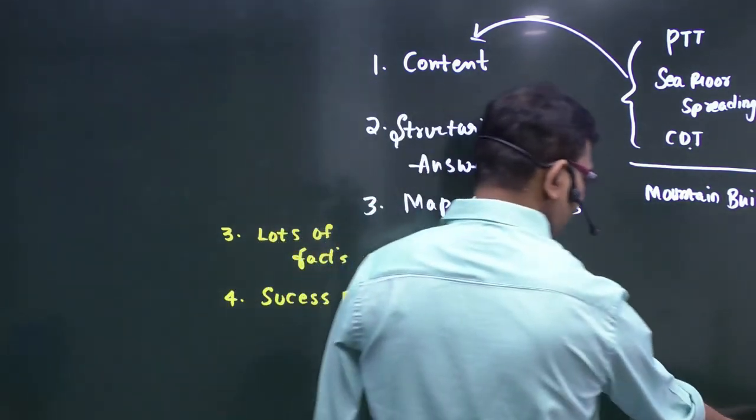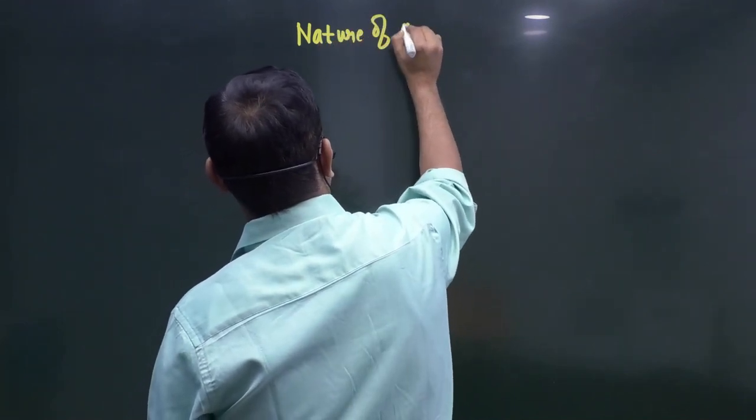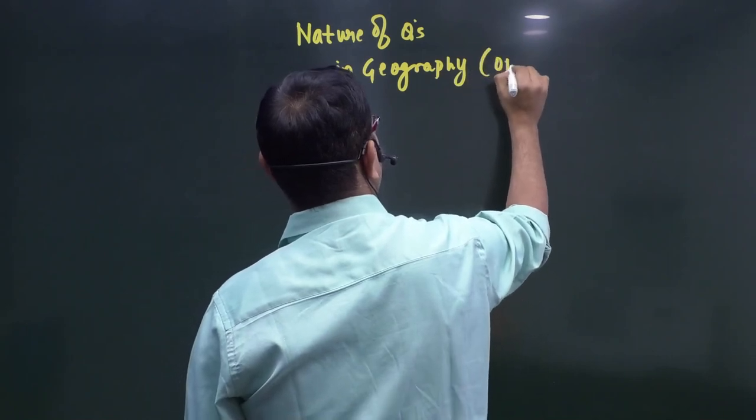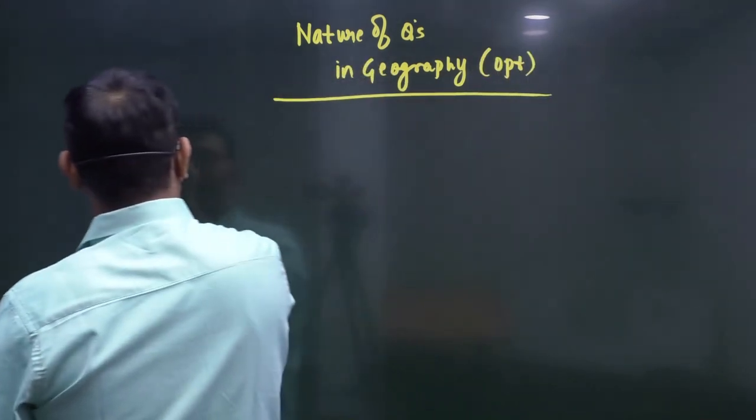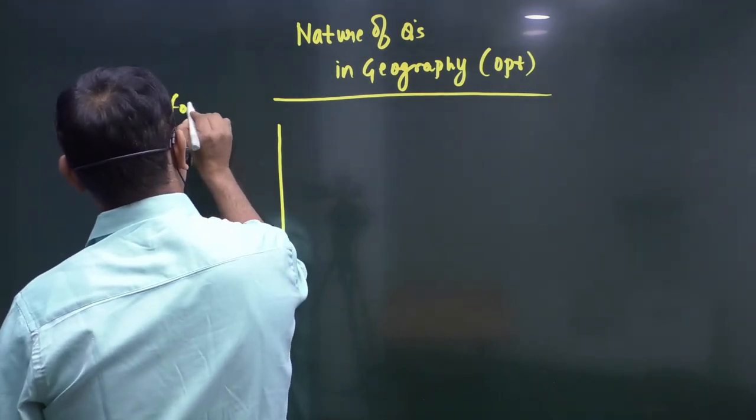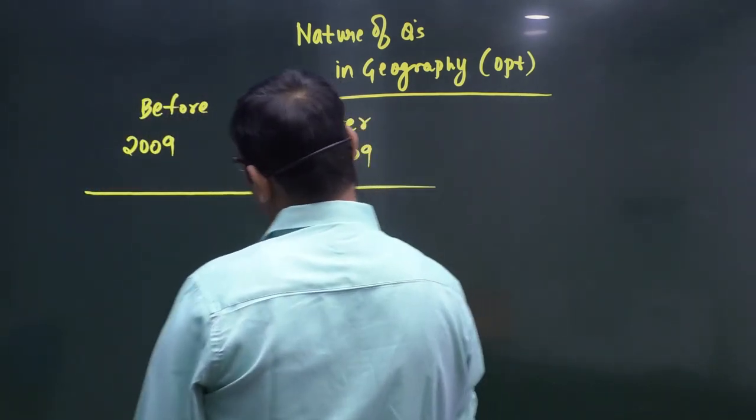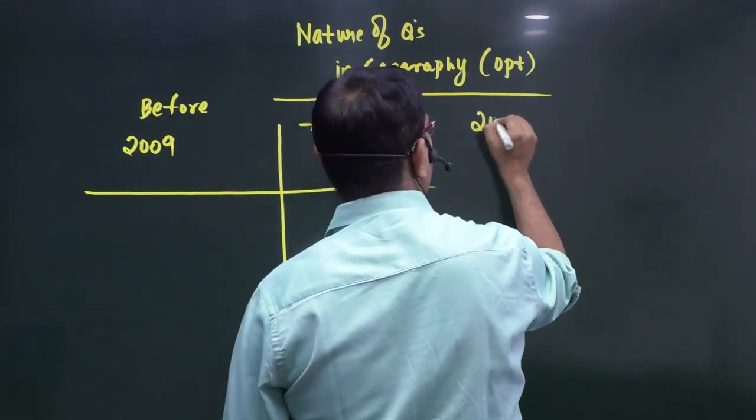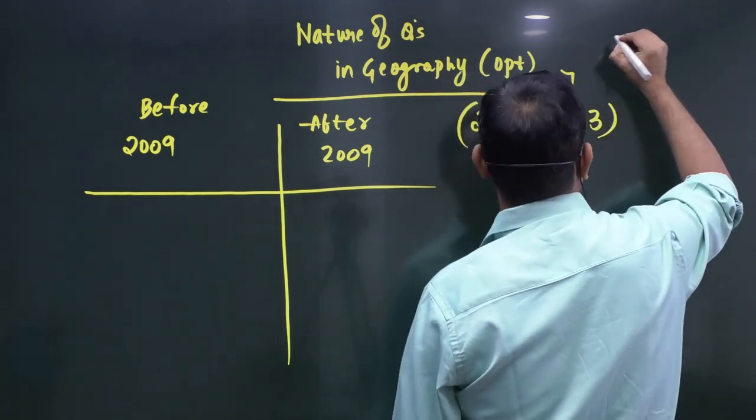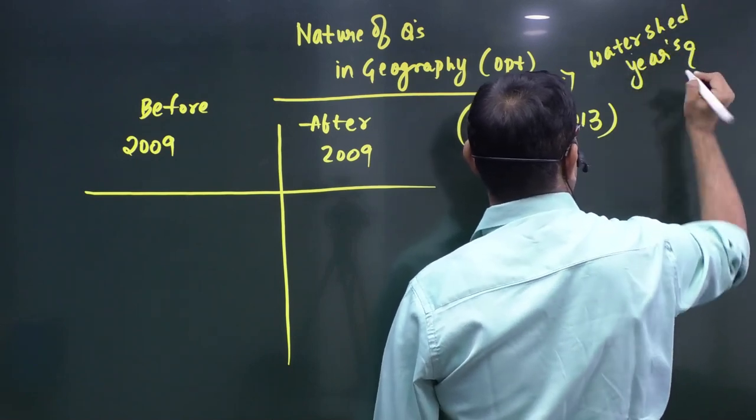Now, if I talk about the nature of questions in geography optional, there is before 2009 and after 2009. So generally, from 2009 to 2013, they say it is a watershed year in the history of the geography optional. Why?